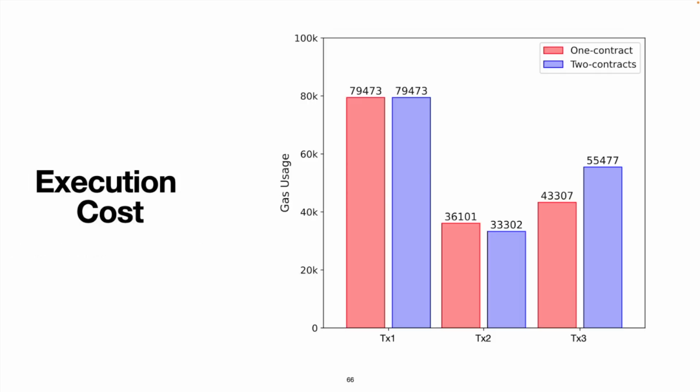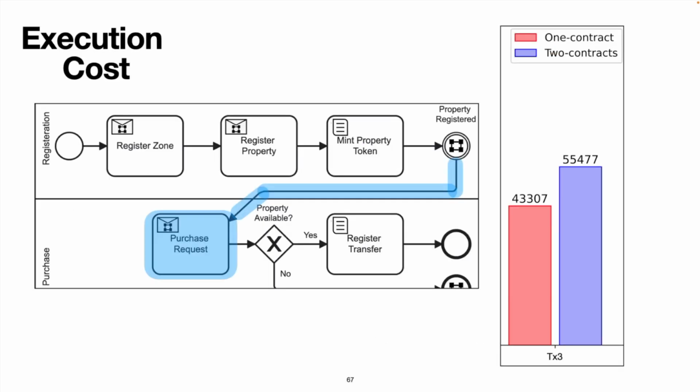In the execution cost, most of the transactions in both settings look the same, except the last transaction. Here the one contract is cheaper than the two contracts, and that's due to the cross-contract reference, because the first contract has to call and execute the logic of the second contract. And this is why we have a higher cost.